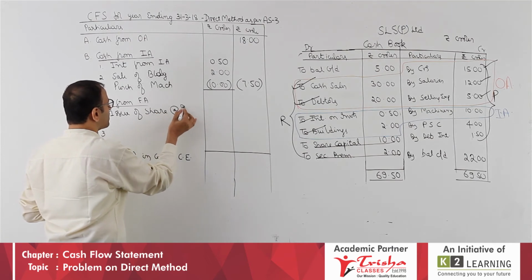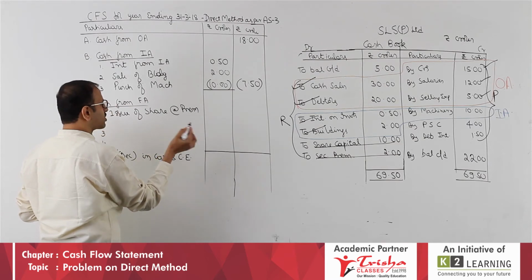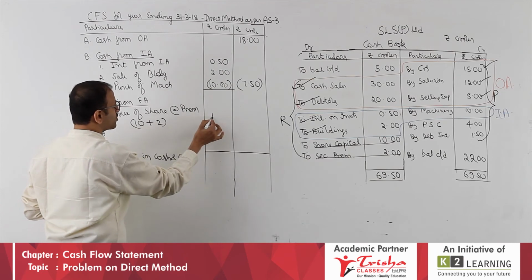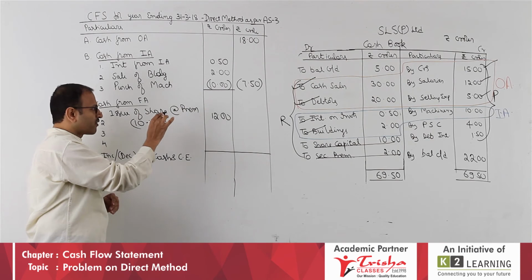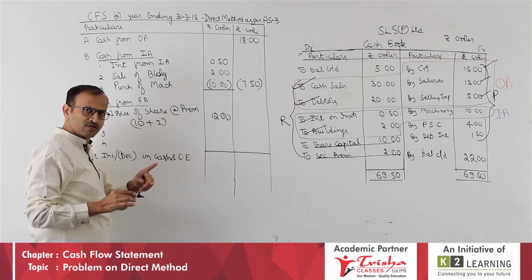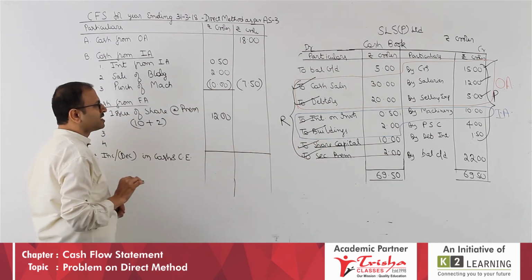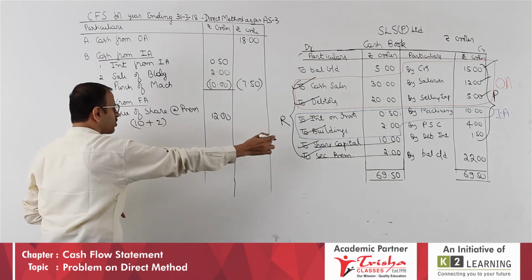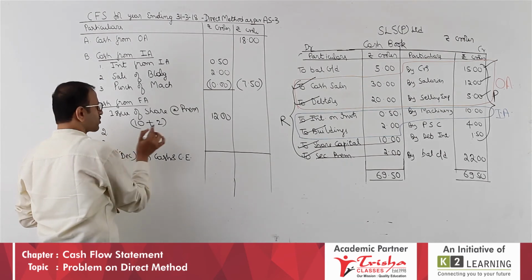at premium. We can show the computation as 10 plus 2, which is equal to 12. Or you can write issue of shares, face value 10, security premium 2, 10 and 2 separately. This is done. So, I have written both together. Next, we will take the other side. This 1 and 2 I have taken here both together. So, it is 10 plus 2, which is equal to 12.